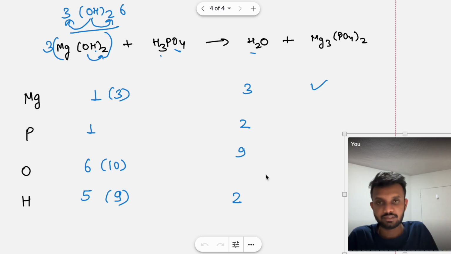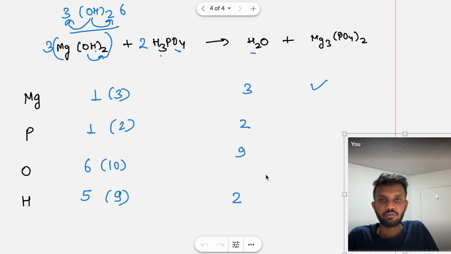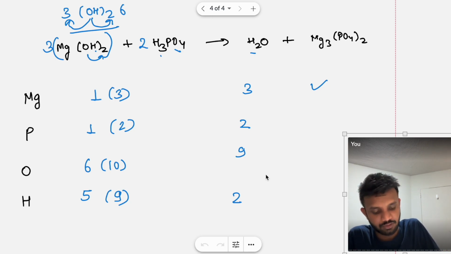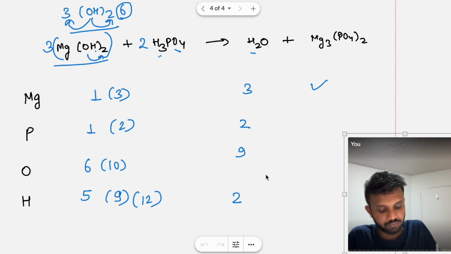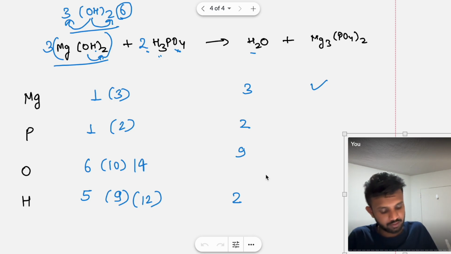Now I'll try to balance the phosphorus, so I'll multiply here with the 2. So again my number of oxygen and hydrogen will change, right? So from here we had 6 oxygen and 6 hydrogens. So now I have 6 hydrogen from MgOH twice and 6 here. So the total number of hydrogens is 12 and the total number of oxygens will be 4 into 2, 8, plus 6. So that would be equal to 14, right?